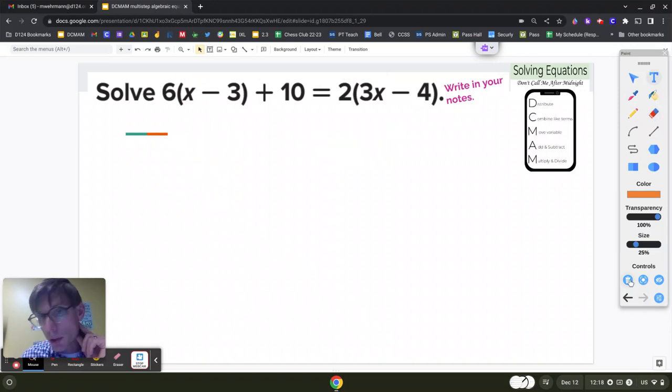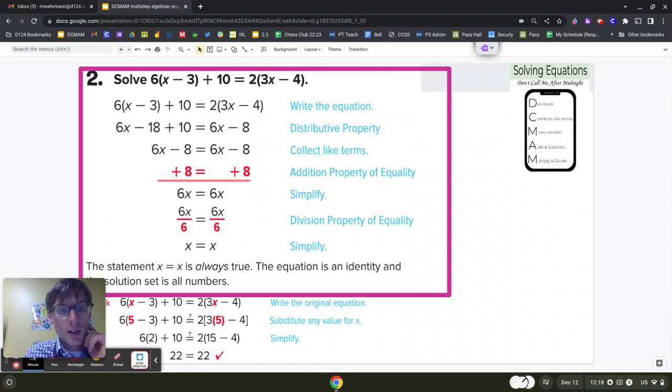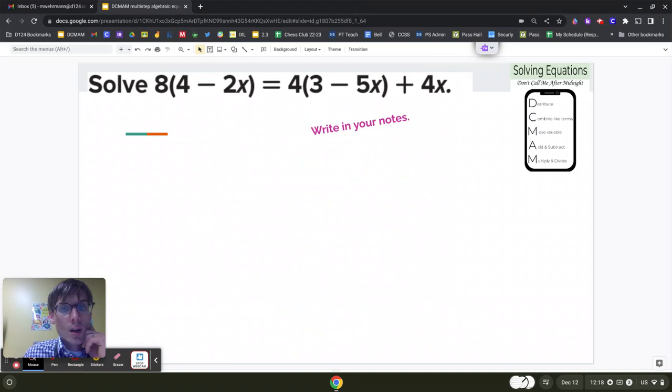Got my clear button. There we go. As we see that, and again, they checked it with other numbers as well. They used a 5. And they still got an infinite number of solutions. One more here real quick.